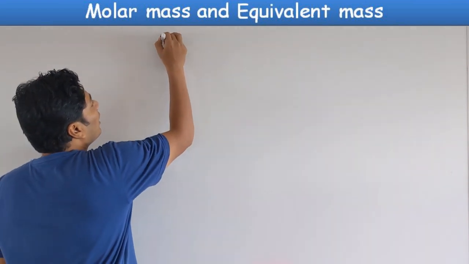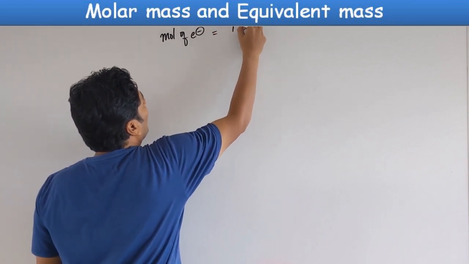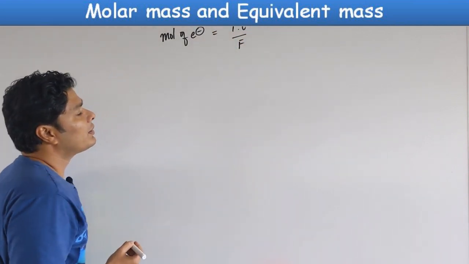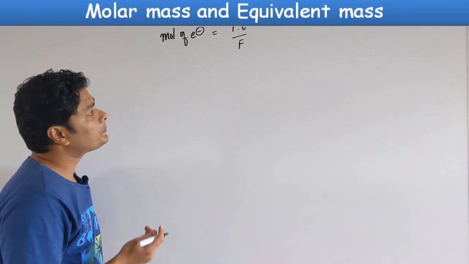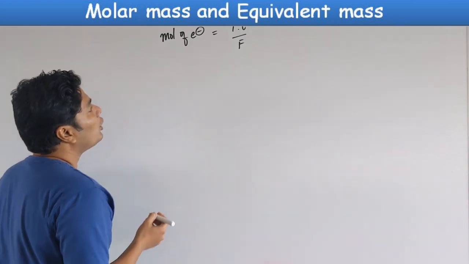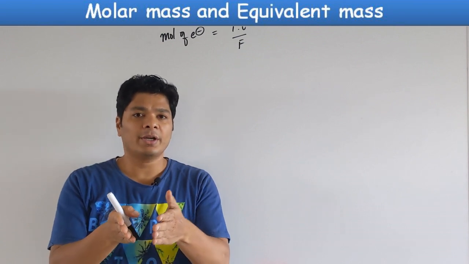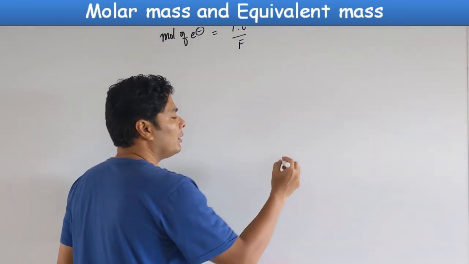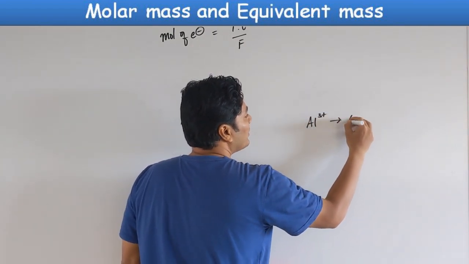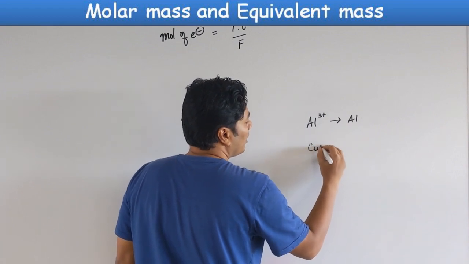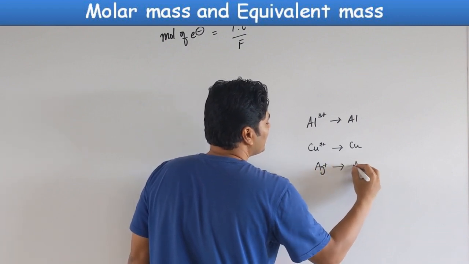So we know that the moles of electrons that you pass is given by IT over F. I is the amperes of current, T is the time, F is Faraday's constant, 96,485 coulombs. Now, when you pass electrons, you are going to reduce a metal. The metal can be, let's say, aluminum 3 plus going into aluminum, copper 2 plus going into copper, or Ag plus going into Ag.